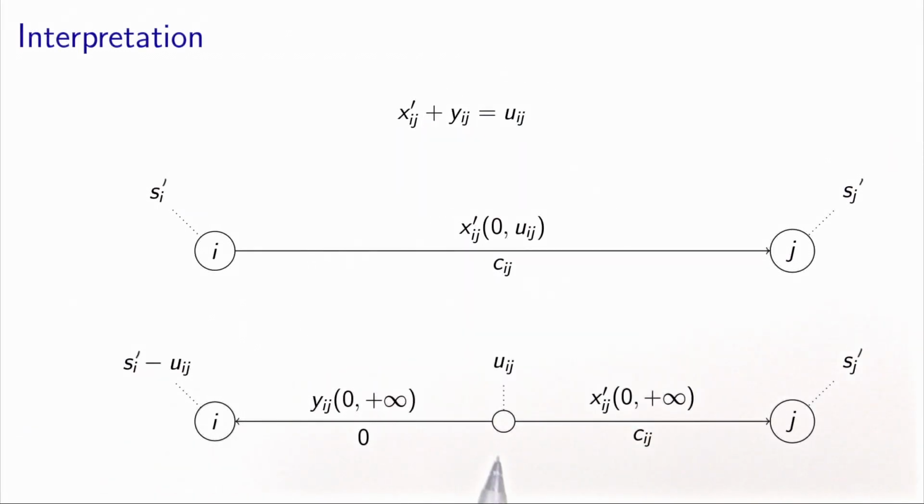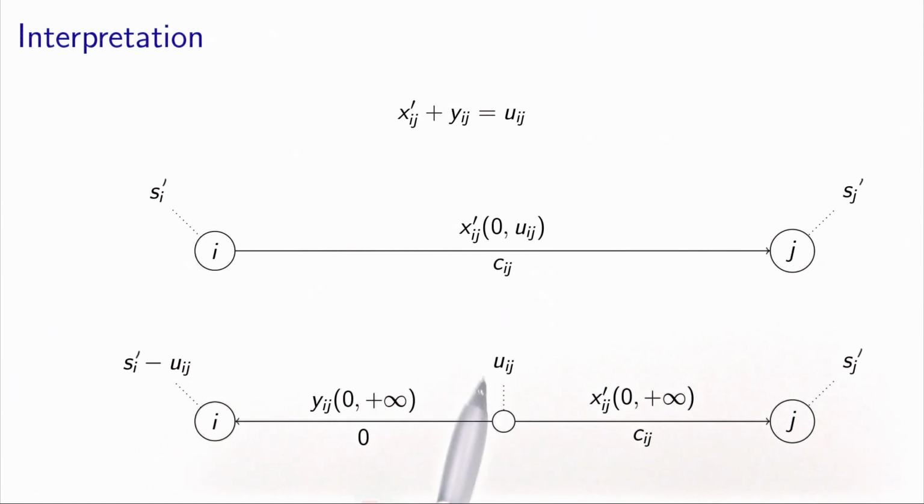Here we have added an artificial node. Here we have the original arc associated with the cost Cij. But now we have added a new arc from the artificial node to node I, and this arc is associated with the slack variable, and therefore its cost is 0. The slack variable does not play any role in the objective function.